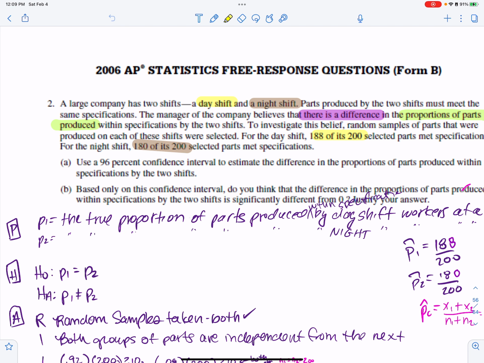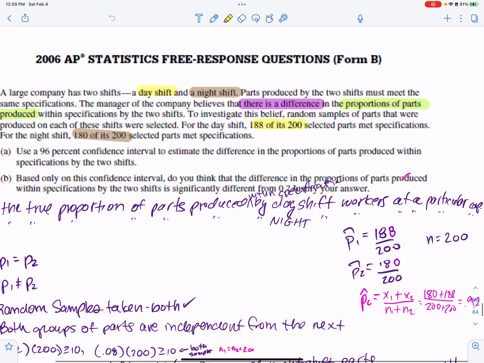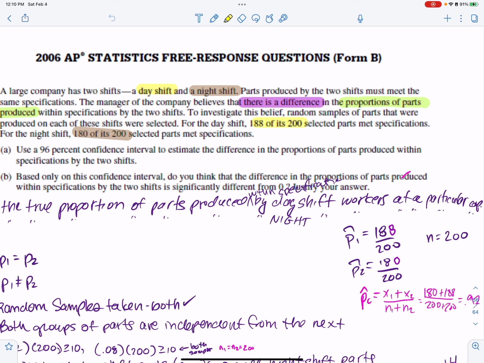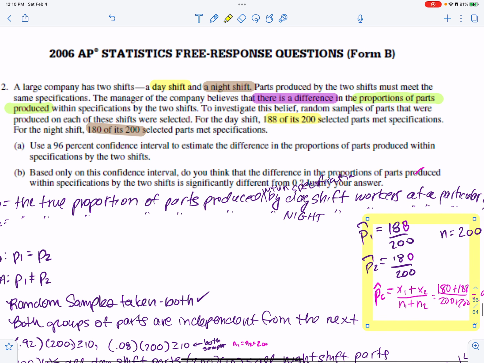So the first thing I'm going to do before I actually do the test is put it into my calculator. I'm going to use the information that I gained from reading the question. As you read through the question, I'll go through it and help you out. I got the 188 out of 200 to be my p̂1, so this is my x1 and this is my n1. And then I got the 180 out of 200 to be my p̂2, which is x2 and n2.